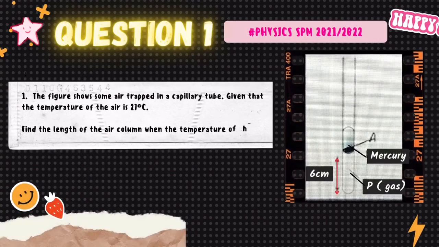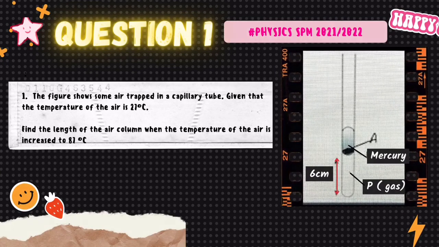Here's a question. The figure shows some air trapped in a capillary tube. Given that the temperature of the air is 27 degrees Celsius, find the length of the air column when the temperature of the air is increased to 87 degrees Celsius.